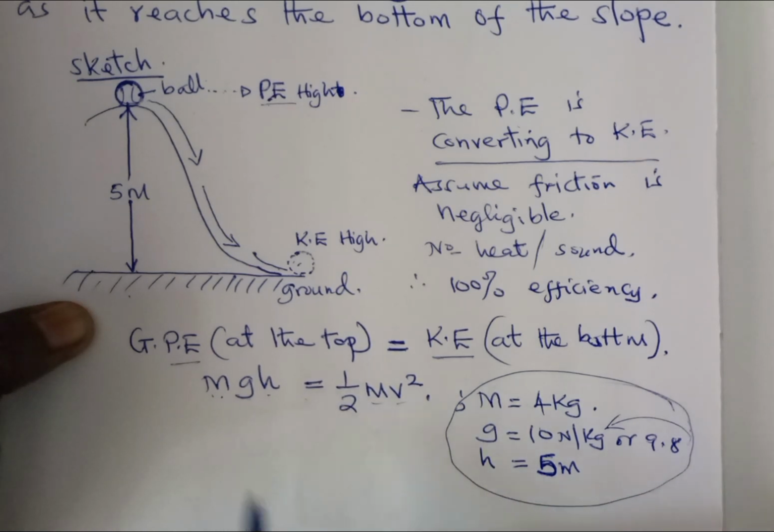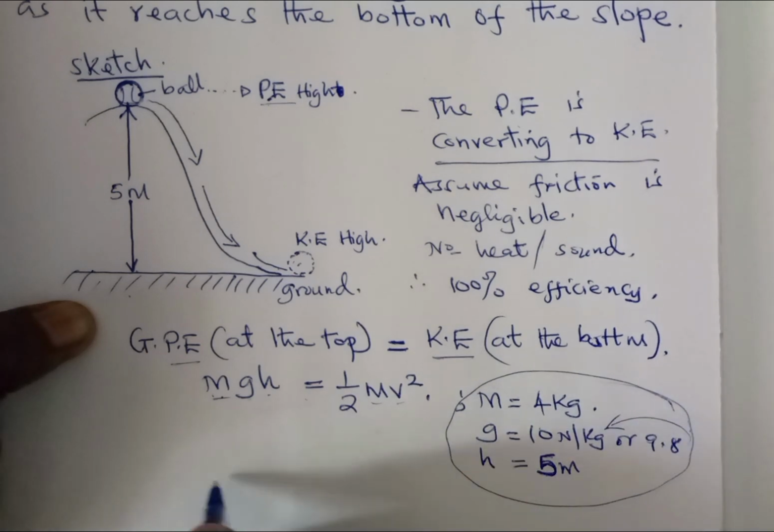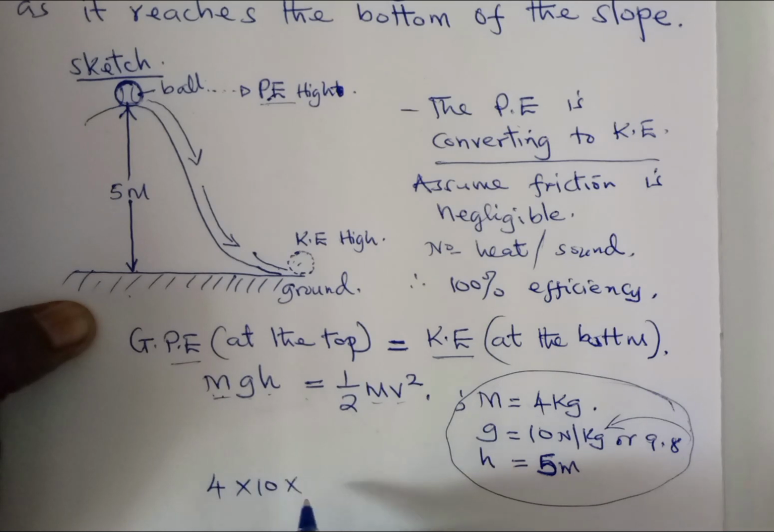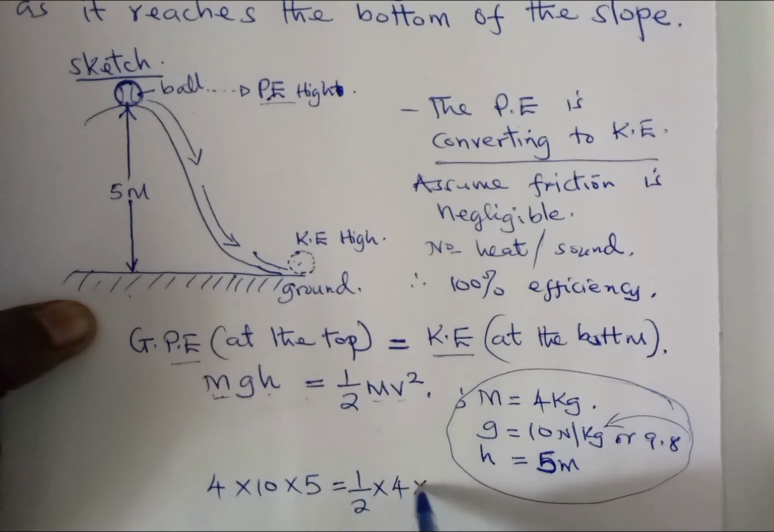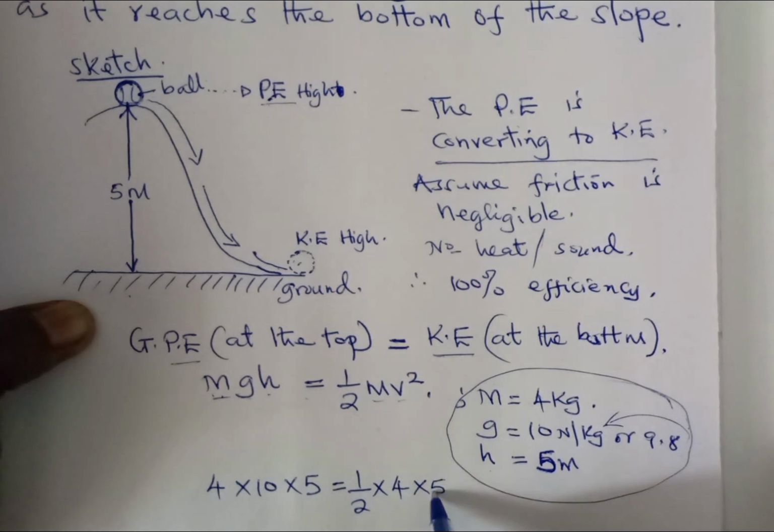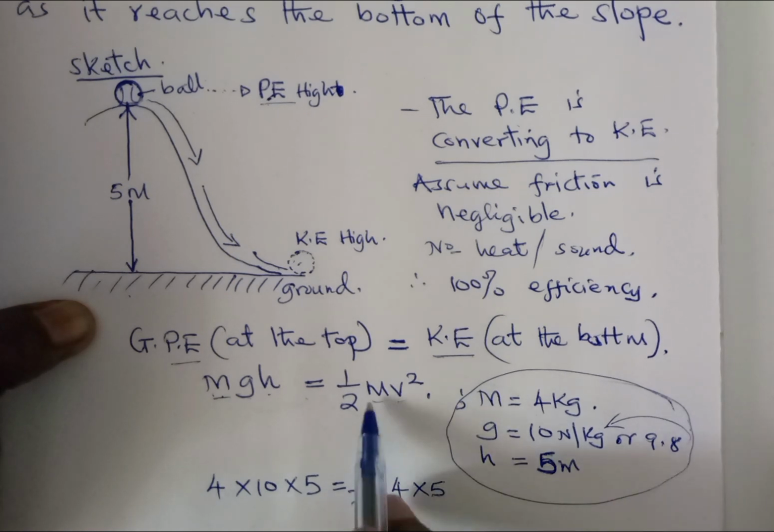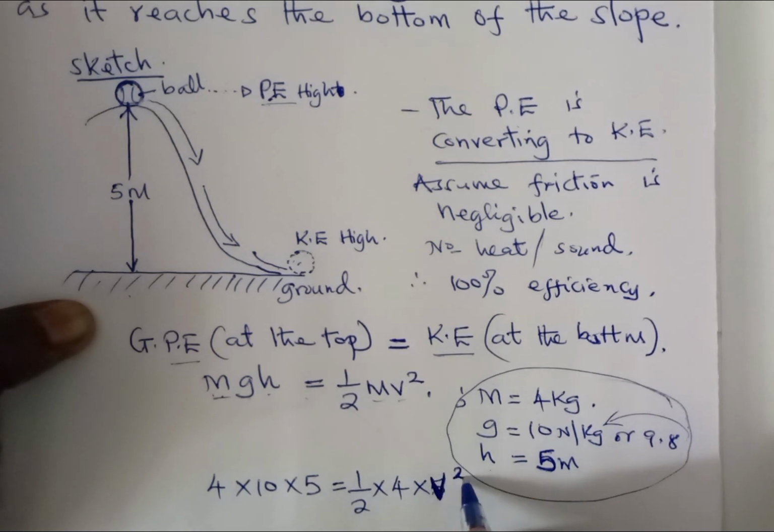After writing down all the quantities we've been provided with, now we substitute them in the equation. So m is 4 times g is 10 times height is 5 is equal to half times m, which is 4, times v squared.